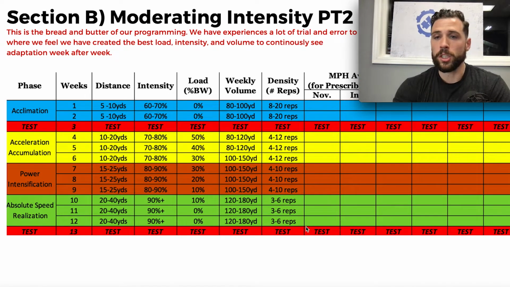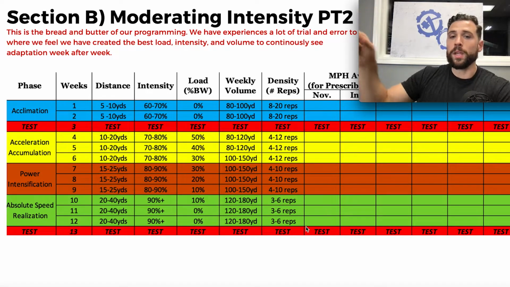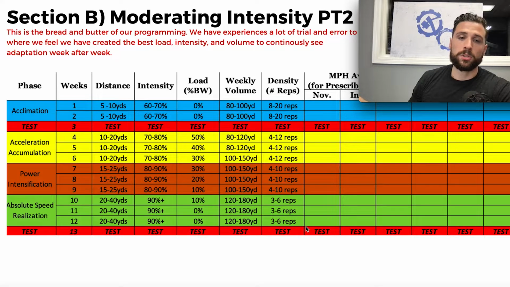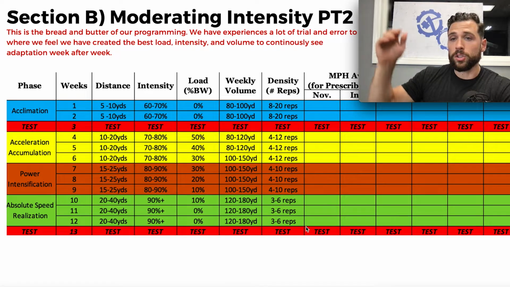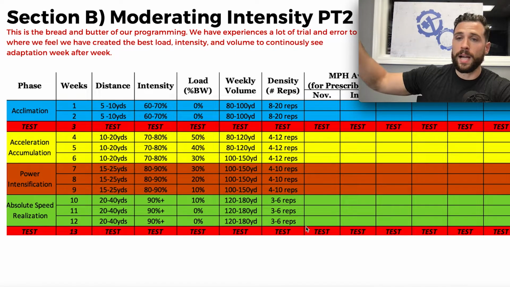During acceleration accumulation, we have found that starting at 50% of one's body weight is where they're going to get a lot of good work in, where their averages can still improve week after week via miles per hour and split times. Now, moving on to the next week, week 5, we transition quickly to 40%. So now it's a little bit less weight, same volume, same distance, but we're looking at miles per hour. So I know that if their miles per hour are still improving in terms of averages week after week, we can keep decreasing load as we get exposed to greater velocity.